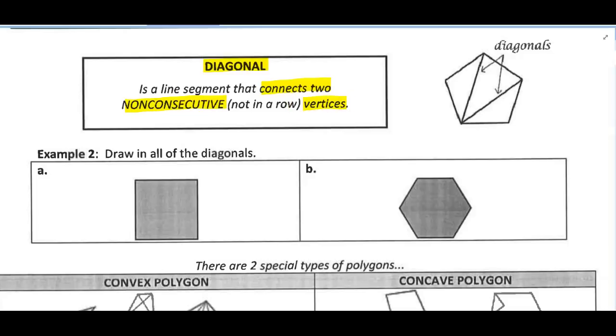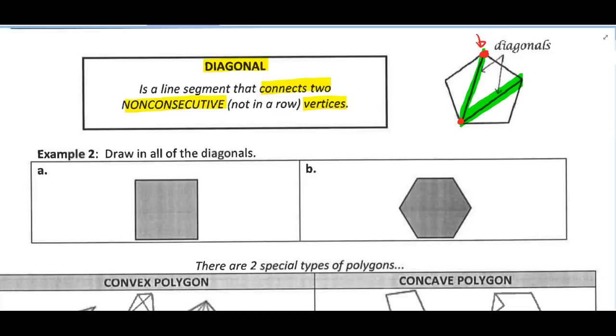If you notice in our picture here, I have this diagonal which connects a vertex over here, and then I skip this vertex here because it's right next to that one, and then I can connect it over here. So if I'm starting at this point here, I can draw a diagonal to any of the other points except for this one and this one, because those are next to the original one that I started from, right? And then we have another diagonal here which connects two non-consecutive vertices.